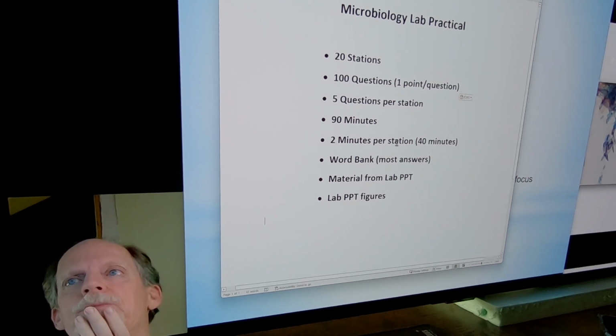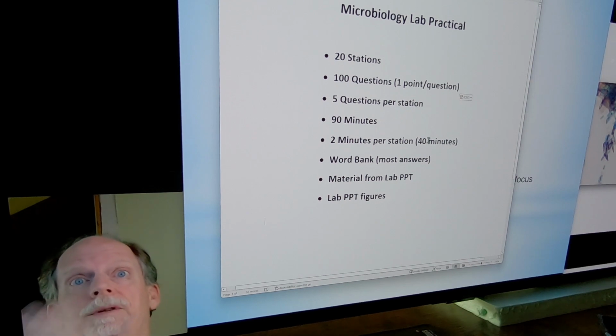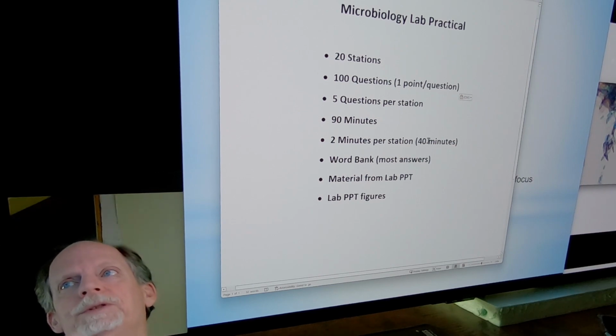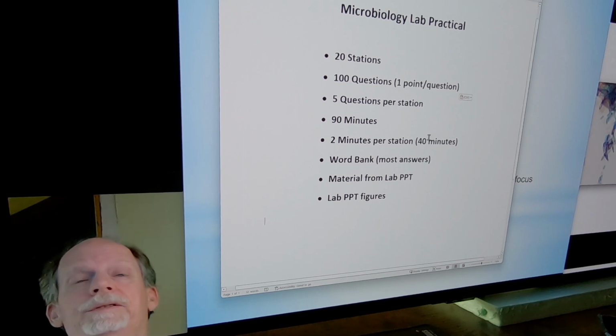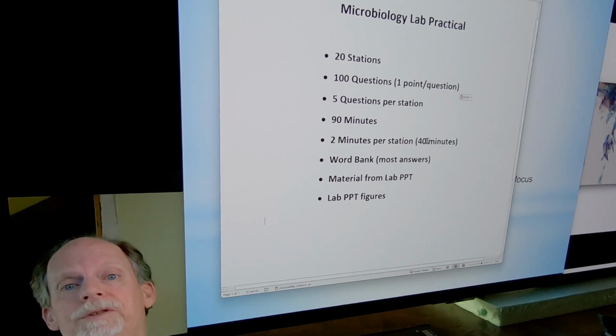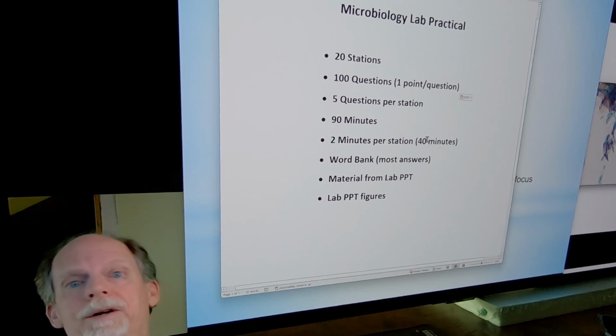If we spend 2 minutes at each station, it takes about 40 minutes for 20 students to go around. Well, if you go to 20 stations, 2 minutes per station would be 40 minutes. That means you're 40 minutes after the hour. So you'd have about another 45 or 50 minutes to go back and answer questions that you left blank or didn't know.